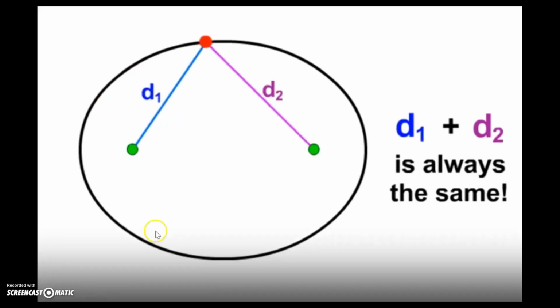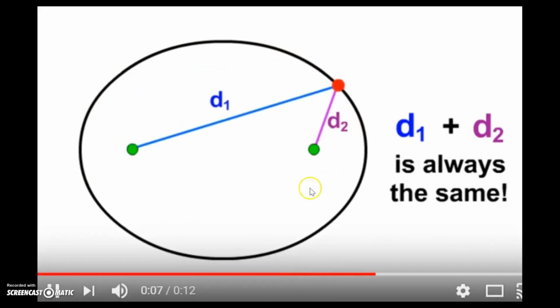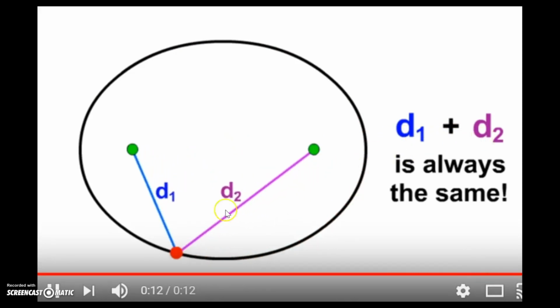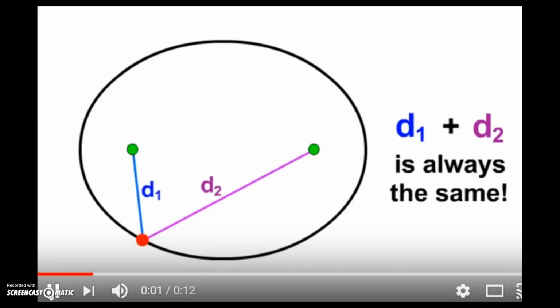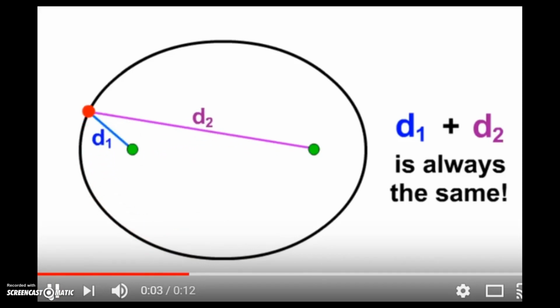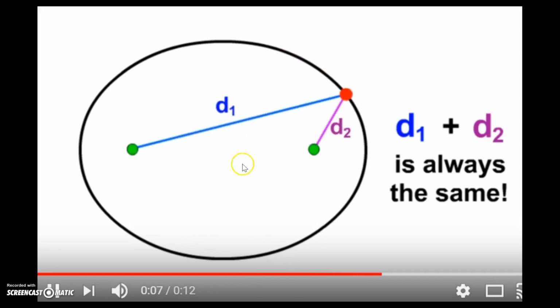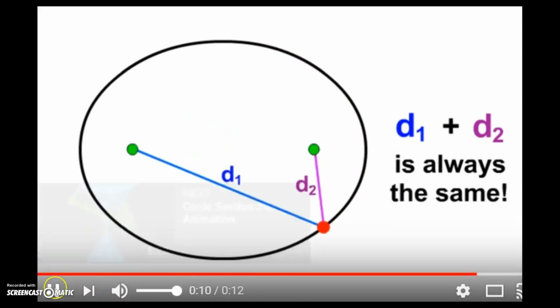So you can see no matter where you move around on that ellipse, this distance, this sum, the d1 plus d2, is always going to be the same. So there's your definition. You add these two segments, d1 and d2, and d1 plus d2 is always going to be the same.